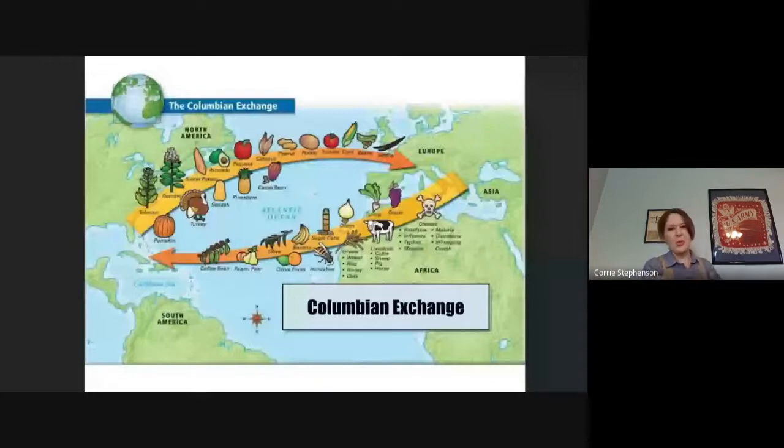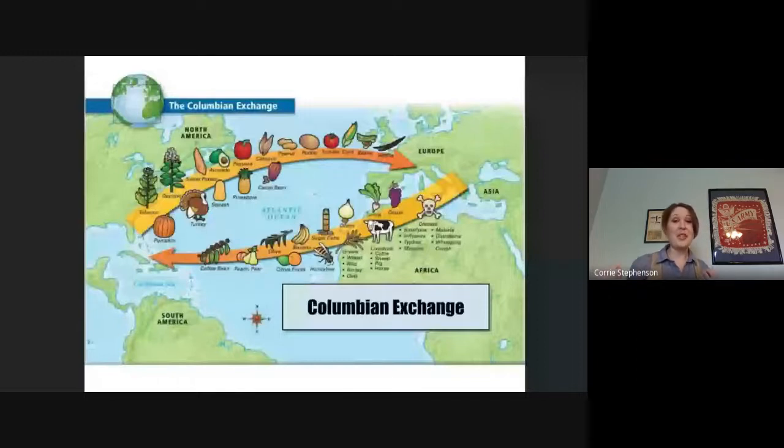Pigs root around and can really cause problems. They actually destroy a lot of native plants by rooting around and digging them up. And that means the animals that once fed on those plants are now endangered. So many of the invasive species introduced into North America have a terrible effect on the ecology of North America.